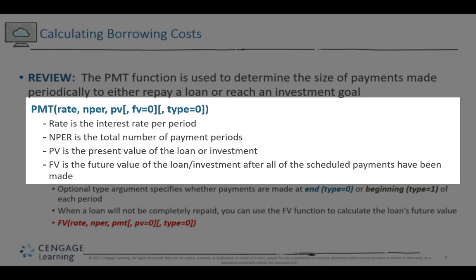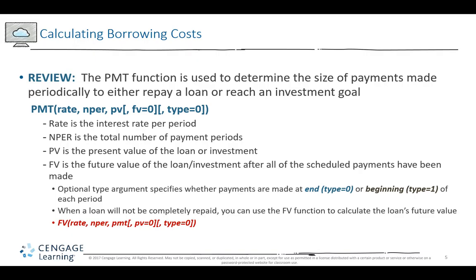where the rate is the interest rate per period, Nper is the total number of payment periods, PV is the present value of the loan or investment, FV is the future value of the loan or investment after all of the scheduled payments have been made. FV equal to 0 as an optional argument indicates that the loan will be fully repaid. The type is set to 0 when our payments are made at the end of the period, or set to 1 if the payment is made at the beginning of each period.